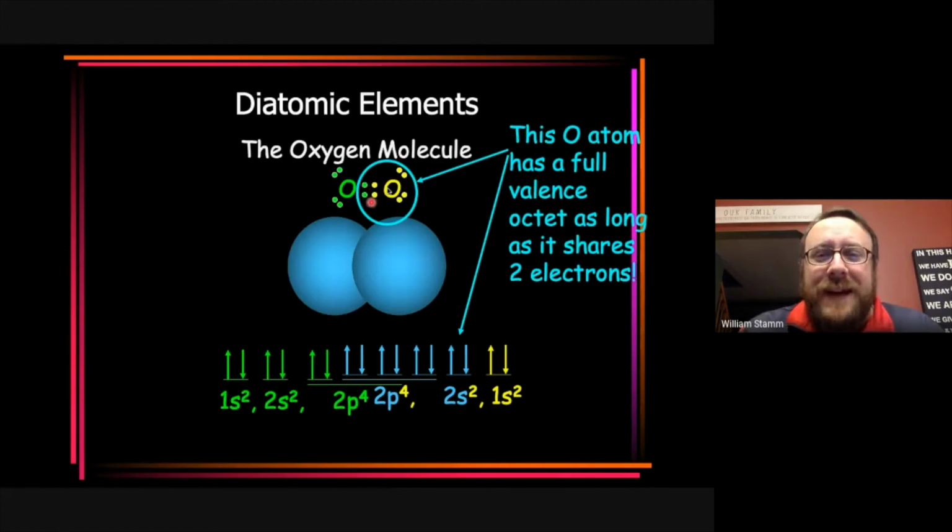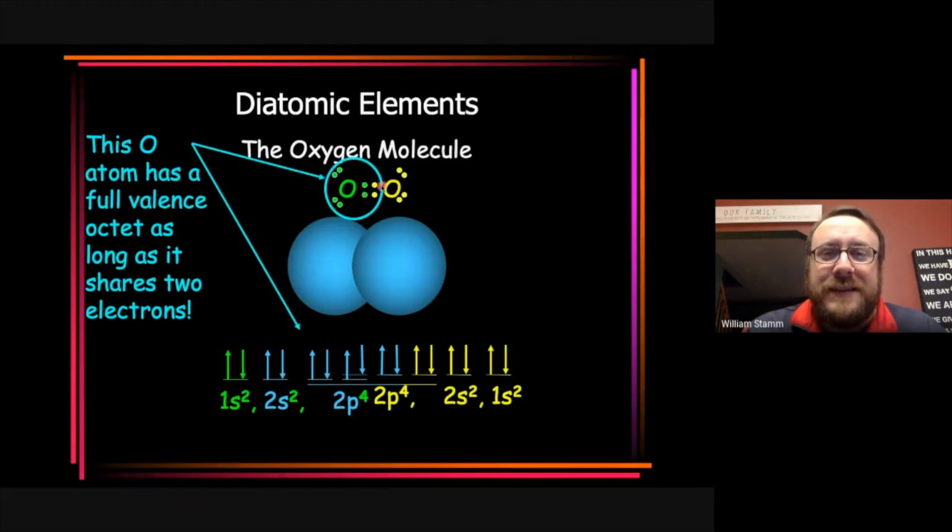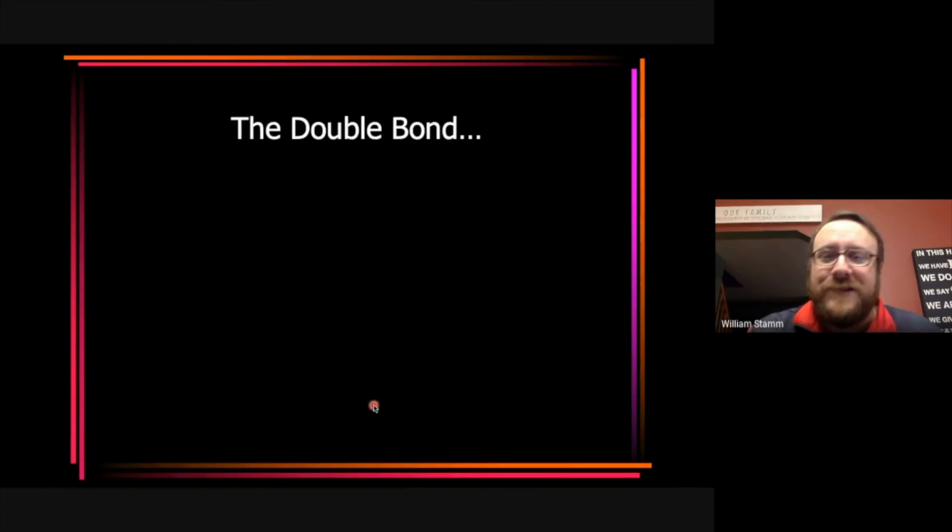Each atom then has 8. 1, 2, 3, 4, 5, 6, 7, 8. It only has those 8 because it had to share 2 from the other one. It has 6 plus 2. This one over here, 6 plus 2 equals our magic number of 8. And then it overlaps down here too. You can see the orbitals will overlap because they're sharing some electrons.